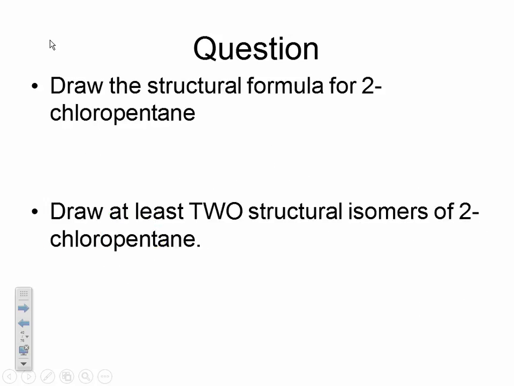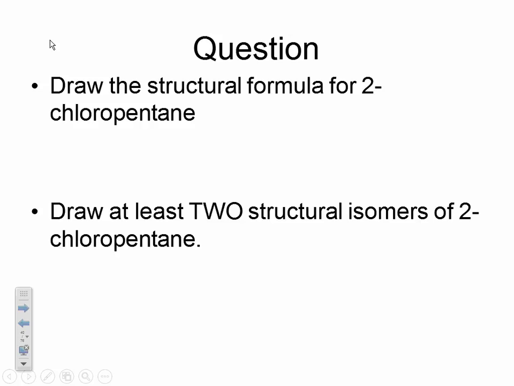So, draw the structural formula for 2-chloropentane and draw at least 2 structural isomers of 2-chloropentane. This is a two-part question. Basically saying, hey, we have this compound, 2-chloropentane. Think about that first, and then let's draw some isomers for it.